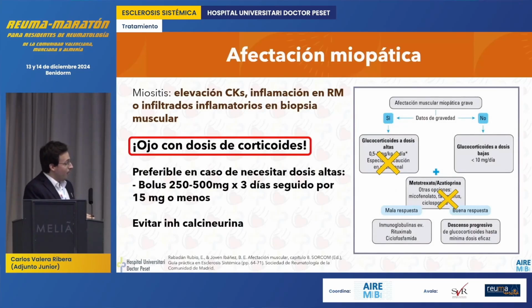And regarding myopathic involvement, not the sarcopenia that all patients with sclerosis are going to have, but actual myositis, the inflammatory muscle involvement. Be careful with the dose of corticosteroids. The treatment is very similar to that of any other myopathy, but with two nuances.